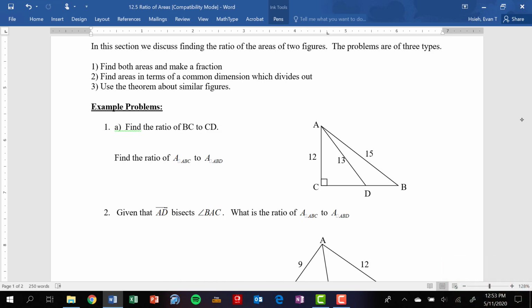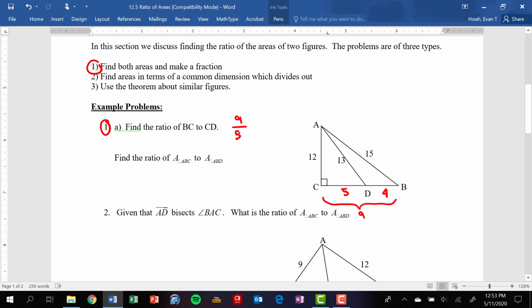The first type of problem is probably the simplest, and that is basically finding both the areas and just making a fraction. Problem number one is an example of this. For number one, I can first find the ratio of BC to CD. Let's find these lengths first. I know that this is going to be 5 here. This is a 5, 12, 13 triangle. I also know that this whole thing will be a 9, 12, 15 triangle, 3, 4, 5. So that makes this 4. So the ratio of BC to CD would just be 9 over 5.